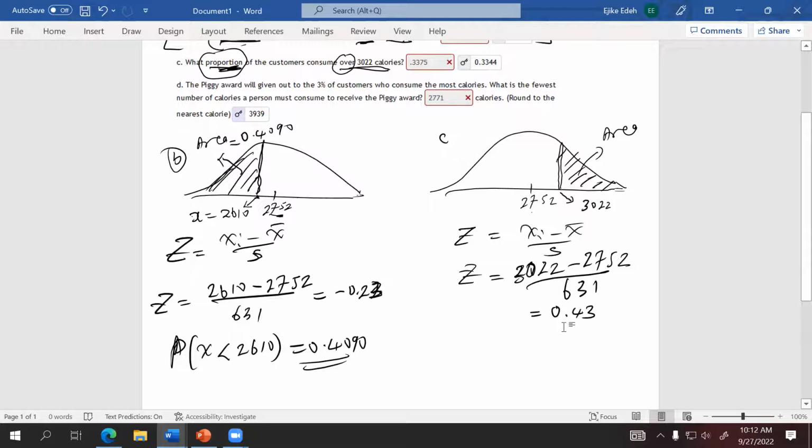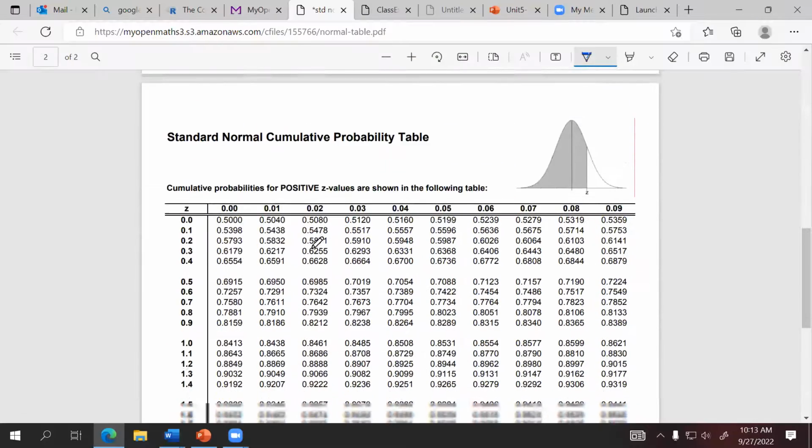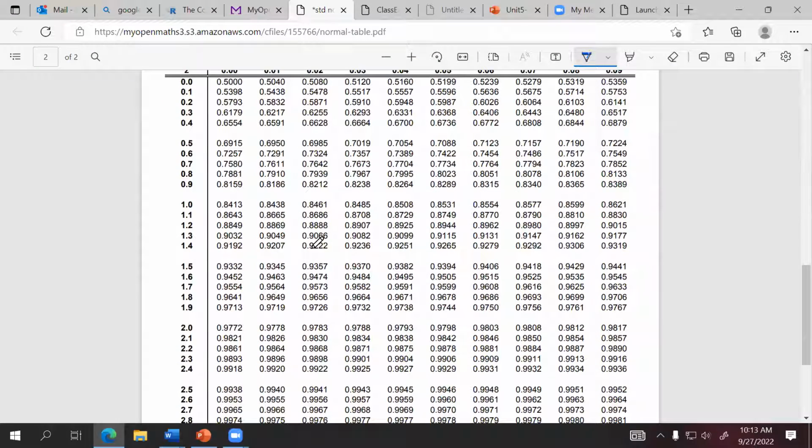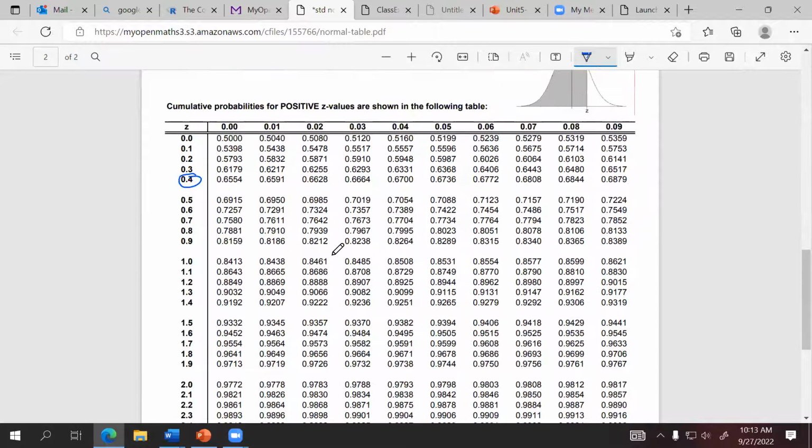Then let's look at it on this side. The Z value for this side is 0.43. Now we're looking for 0.43, which is positive, right? So now we go to the positive space. 0.4 is right here. So we're looking for 0.43, which will be here. So this is our value. Okay, so our answer here is 0.6664, but it's not our final answer, right?